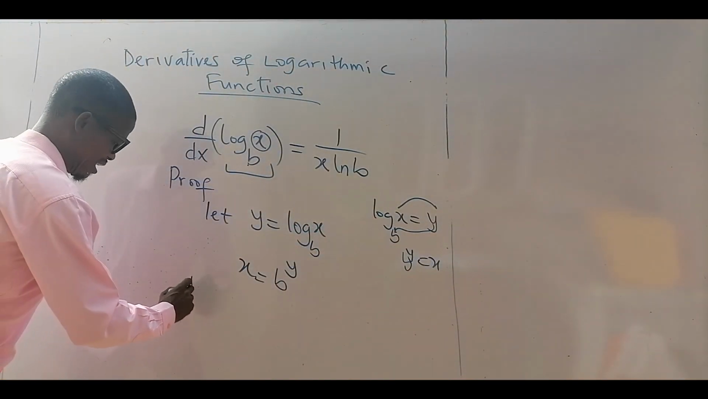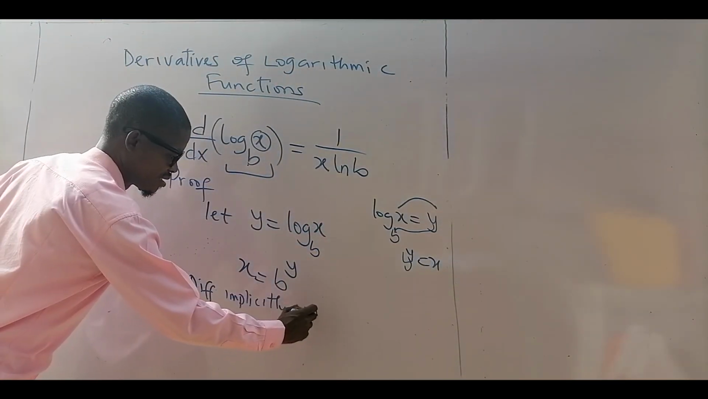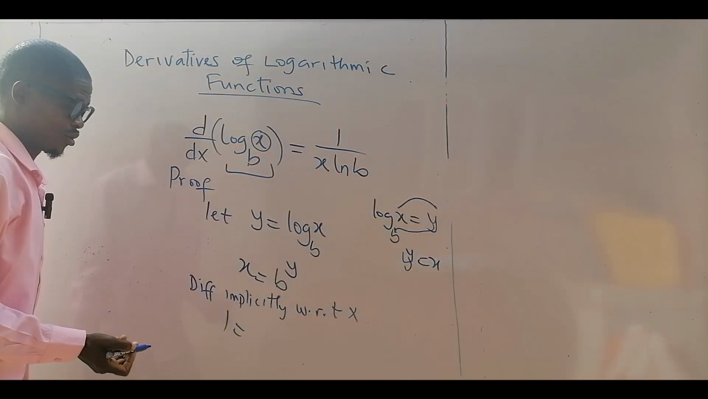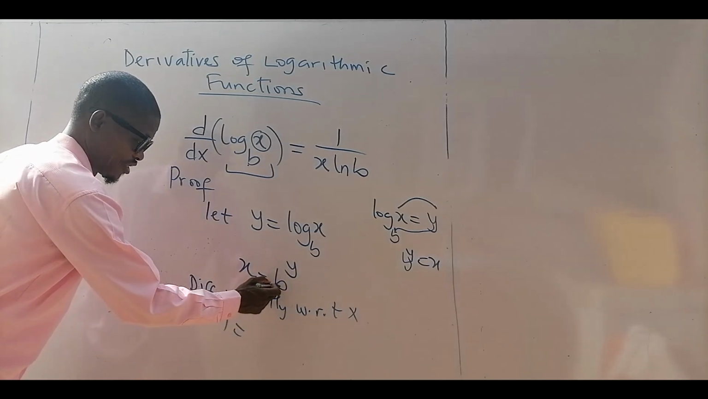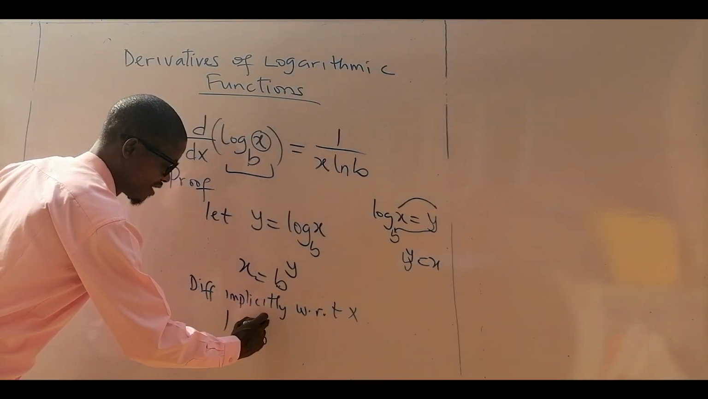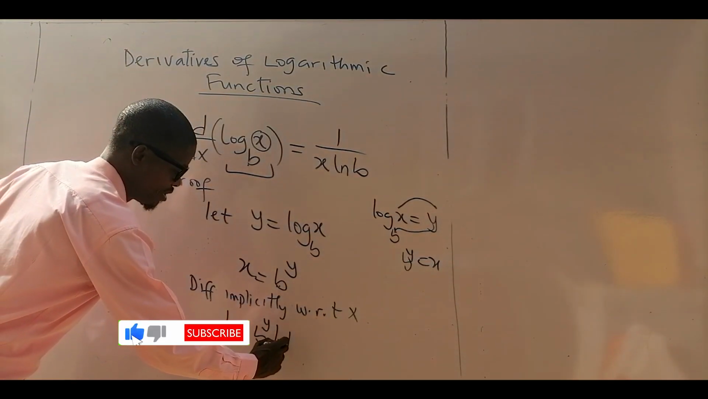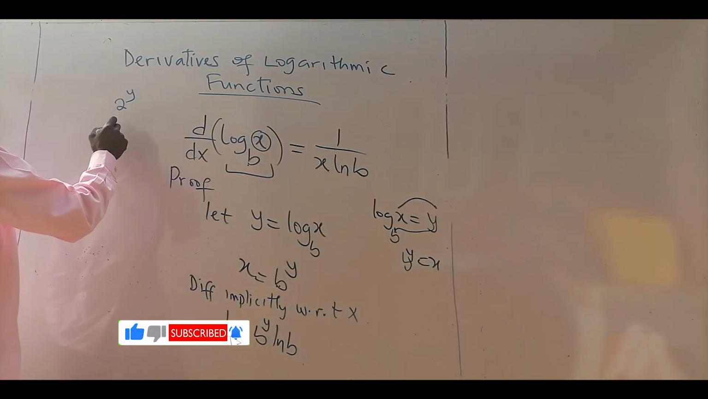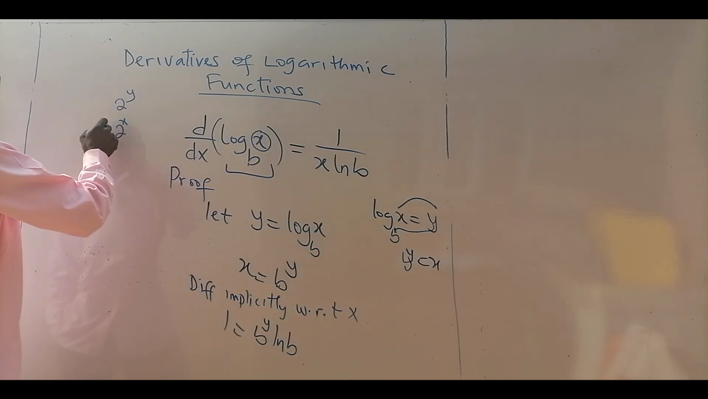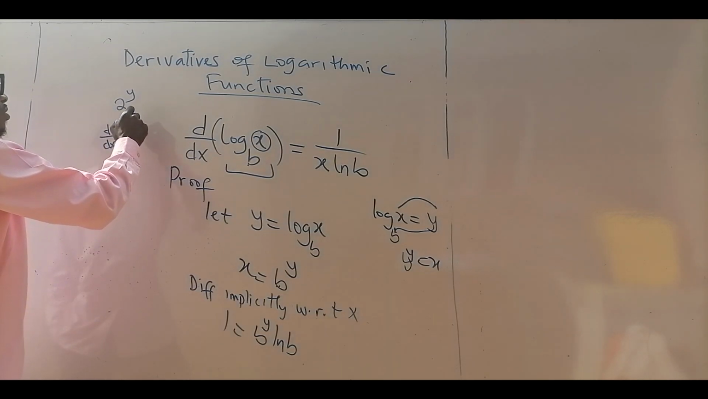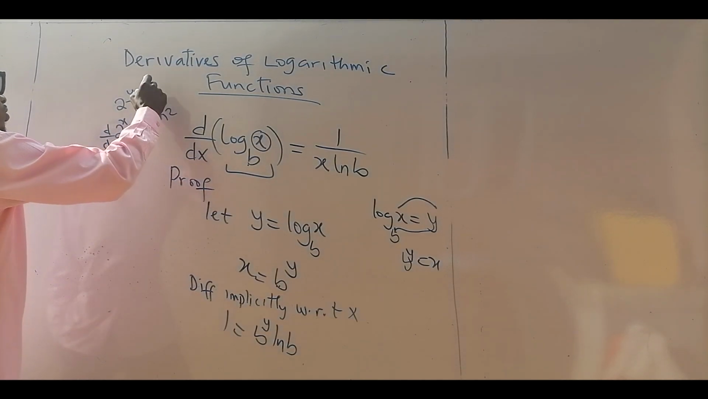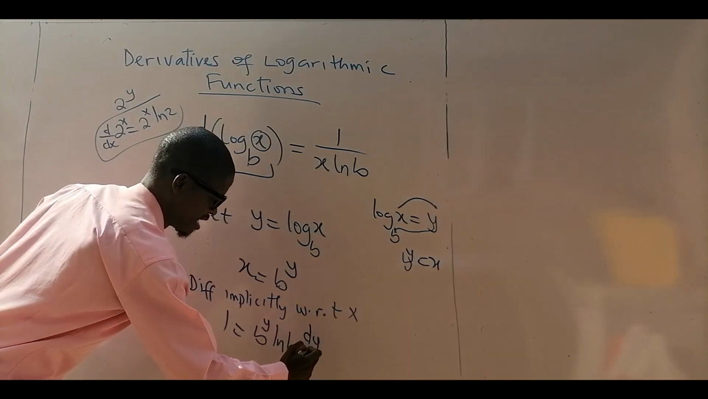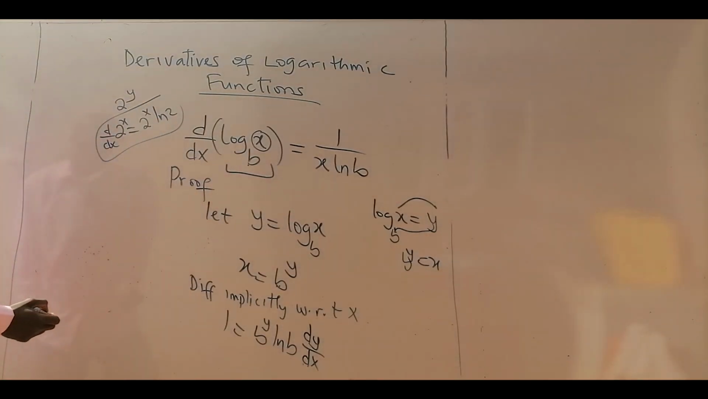Then you differentiate implicitly with respect to x. So this will be 1, and b is a constant. If you differentiate b^y, it's going to give you b^y ln b, just like if you have 2^x and want to differentiate it, it will give you 2^x ln 2. The same thing applies in this case, and don't forget this is implicit differentiation, so we have dy/dx.